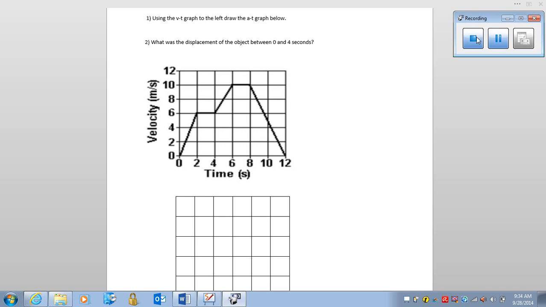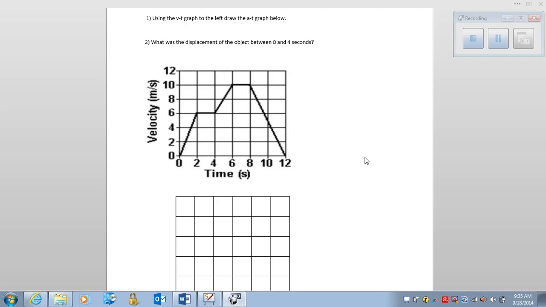On this video, this is the same Word document that I've given to you. I have changed the spacing, and you probably should also. I copied this from a PowerPoint onto the Word document, so some of the wording, like in the first one, says use the VT graph to the left. Well, actually it's below. So I think if you arrange the graphs the way I have on your paper, then it'll be easier to do this.